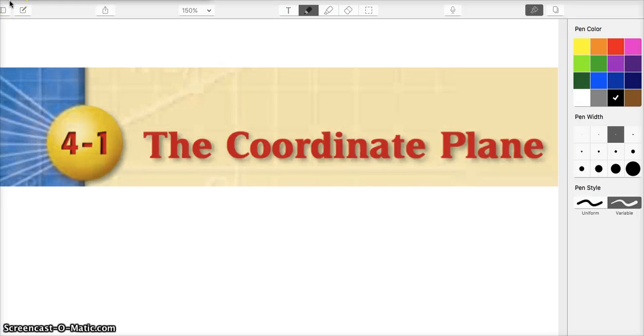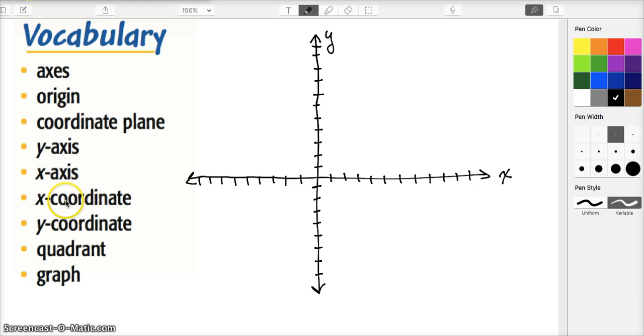Hi friends, we are in chapter 4 and we're going to talk about the coordinate plane. Our vocabulary today requires a visual, so I've drawn this X and Y axis and we'll talk all about this. I think you guys have seen this before, but we're going to act like you haven't and at least give you a little bit of a refresher.